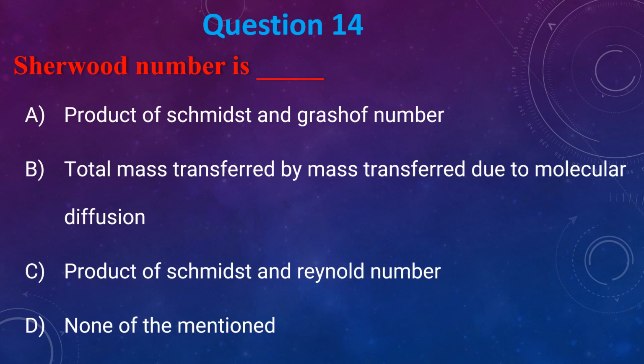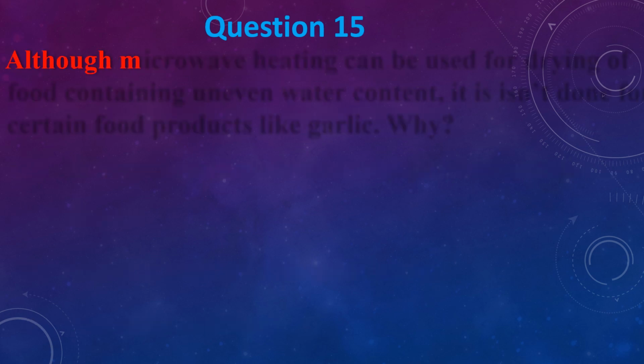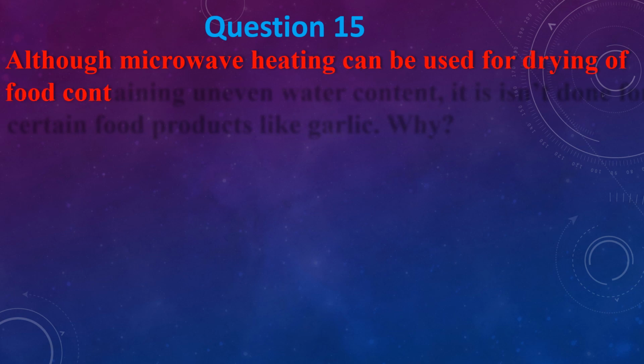Schmidt number is dash. A. Product of Schmidt and Grashof number. B. Total mass transfer due to molecular diffusion. C. Product of Schmidt and Reynolds number. D. None of the mentioned. The answer is B.